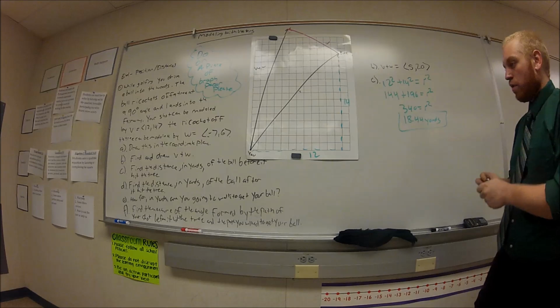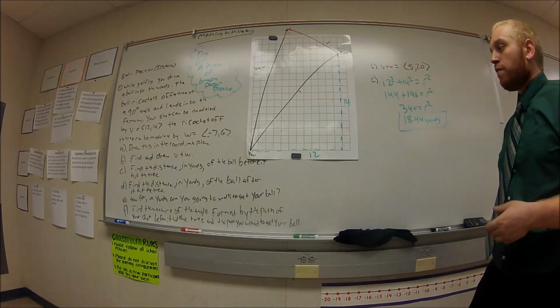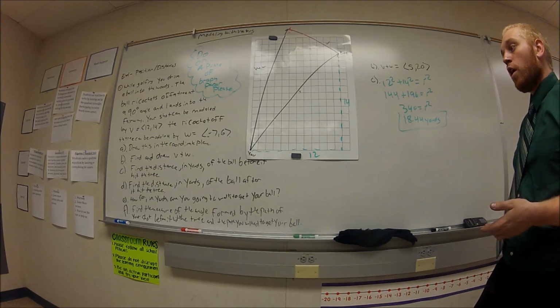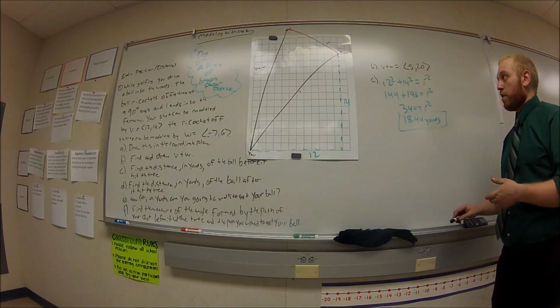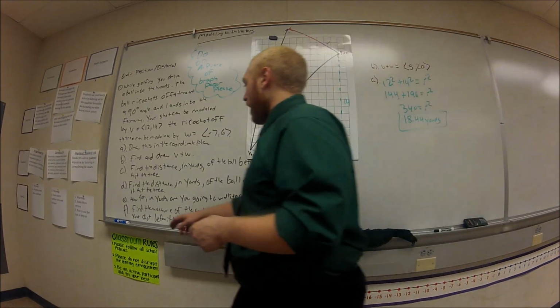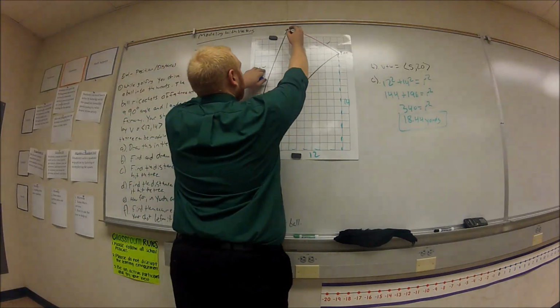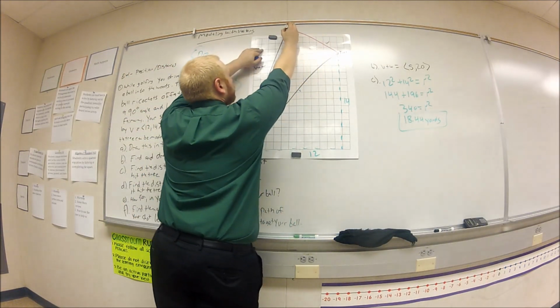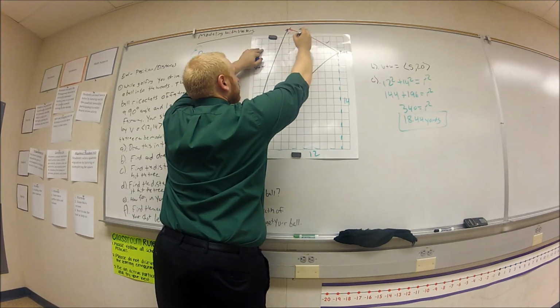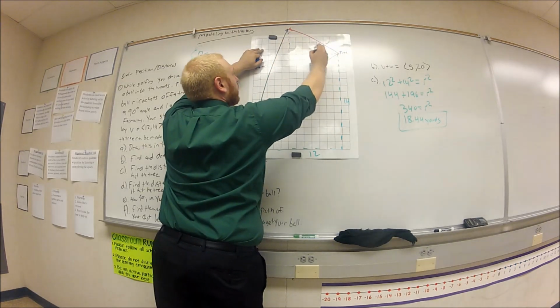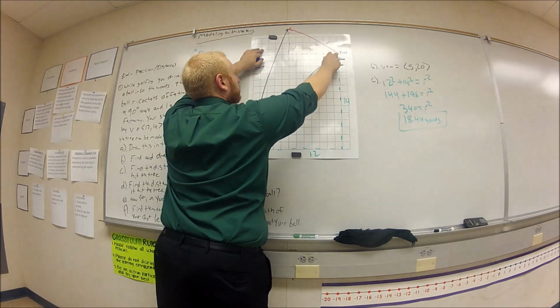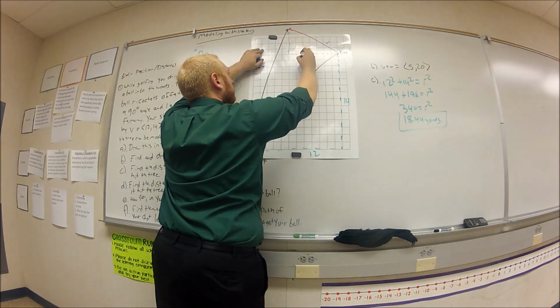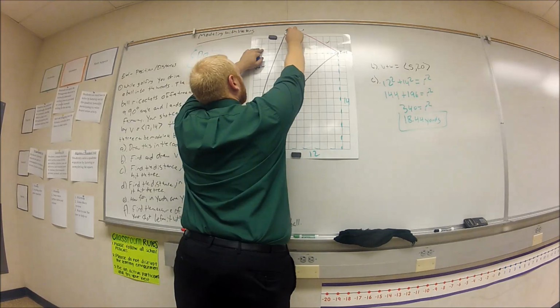Now for part d. Find the distance in yards of the ball after it hit the tree. So now you got to think about this triangle right here. Starting up there. Starting up here. And going across there. Think about that. That was 1, 2, 3, 4, 5, 6, 7. That was 1, 2, 3, 4, 5, 6.